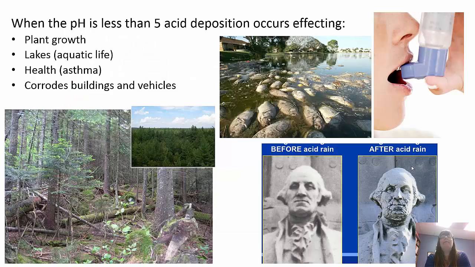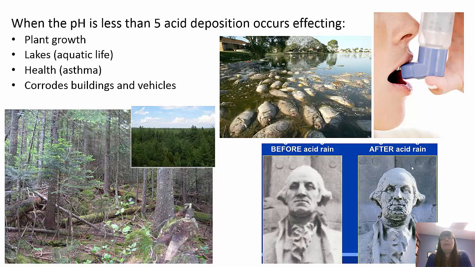So if a pH is less than 5, acid deposition occurs. So again, plant growth, aquatic life in lakes, there's a picture of the fish kills I just talked about. What happens is algae forms, and then bacteria will come in to break down that algae, and the bacteria will use up all the oxygen. So fish can't have oxygen to breathe. Algal blooms, if you see green all over a lake or body of water, it's not pretty, that's an algal bloom. And what's going to happen is a fish kill.